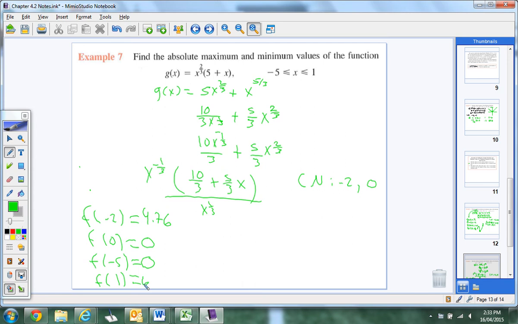6 times 1. So, what's our max? 1, 6. Okay, good. And we got 0 twice. Okay, so those are going to be our local mins, or we'll have 2 minimums. So the same spot, 0, 0, and negative 5, 0. So the same, that's okay.